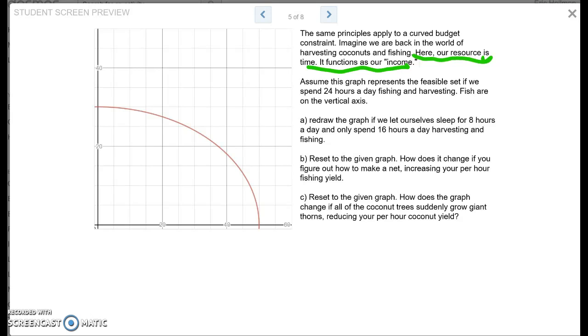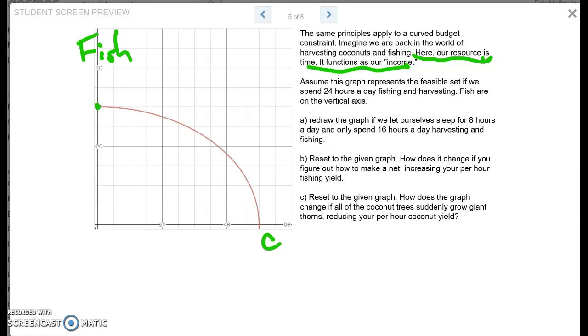So for part A, we are going to modify our assumptions and say that instead of working all 24 hours a day every day to harvest fish and coconuts, we're going to sleep for 8 hours a day and only spend 16 hours a day on harvesting different foods. So when that happens, remember what the axes represented here. I think this one was coconuts and this was fish. This represents the point if I spent all day catching fish and no time getting coconuts.